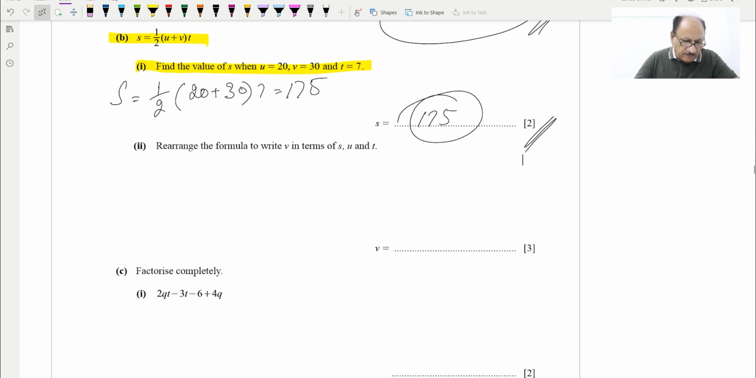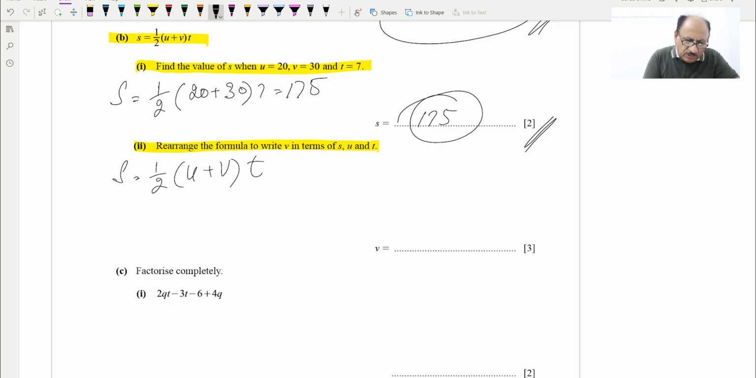Hopefully you got this. Now in the second part, rearrange the formula to write v in terms of S, u and t. So we know S is equal to half into u plus v into t.